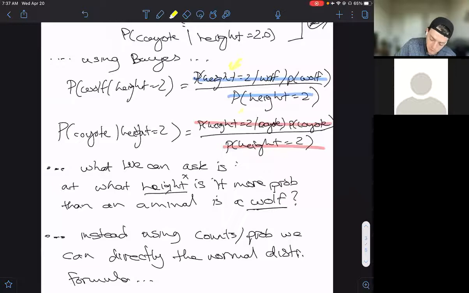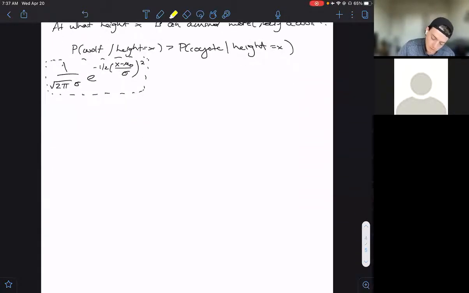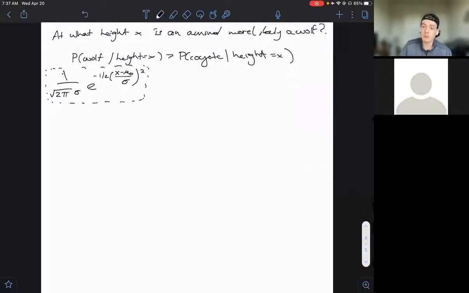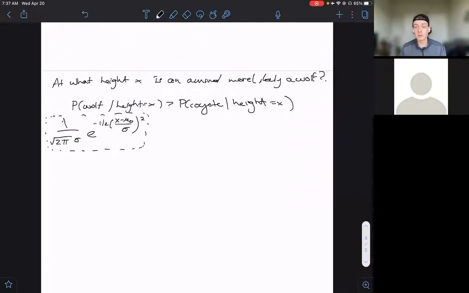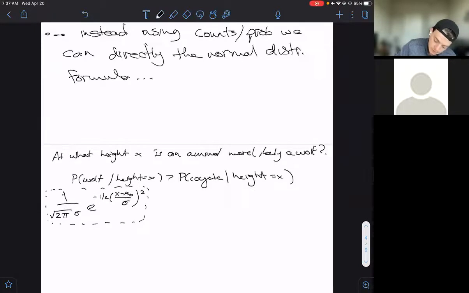Similarly, we're going to have another normal equation that does the same thing for coyotes. And so we're just plugging and chugging with the formulas. There's nothing special that we're doing here. We're just taking the equation, using it instead of the actual probability, and you'll see how it'll fall out. So that's the first part in our base.